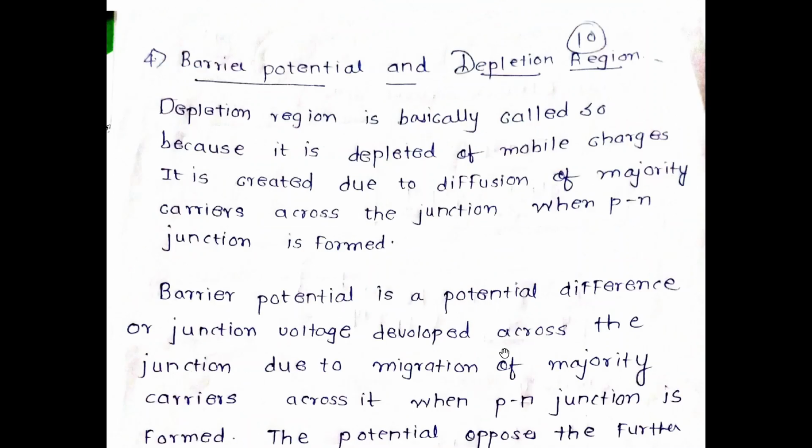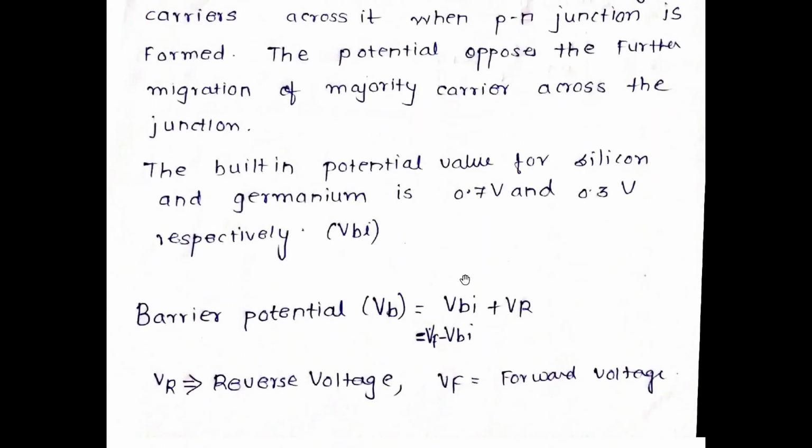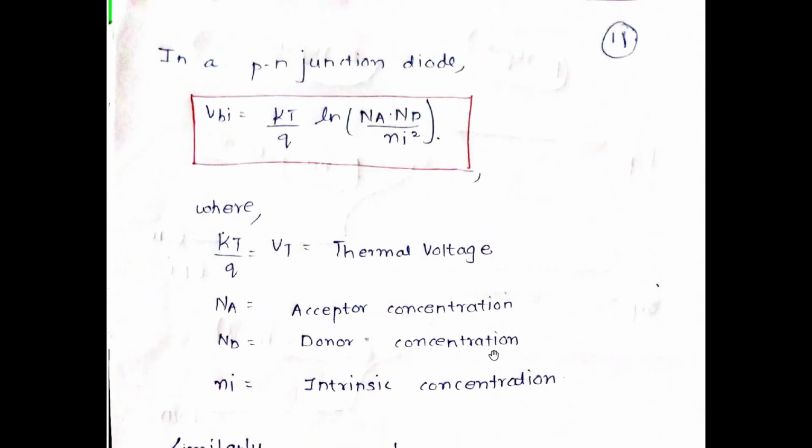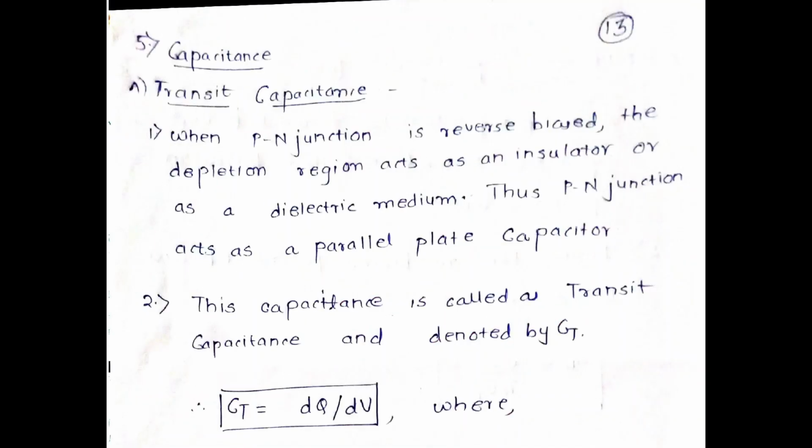So don't get more confused. Remember what is a depletion region. A depletion region is basically the region that is formed because of the diffusion of the electrons and holes from the N side to P side and P side to N side, and the potential that it offers is called as the barrier potential. The formula is here. The built-in potential can be formed from these particular formulas.